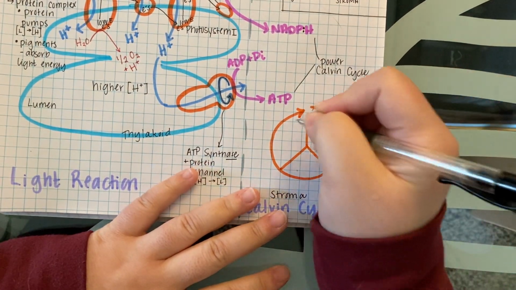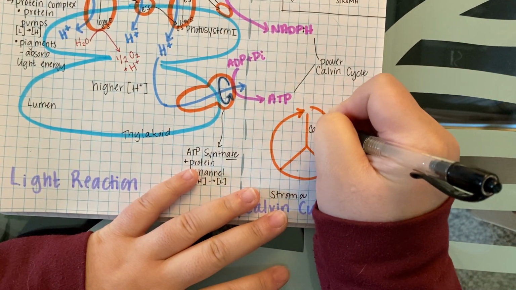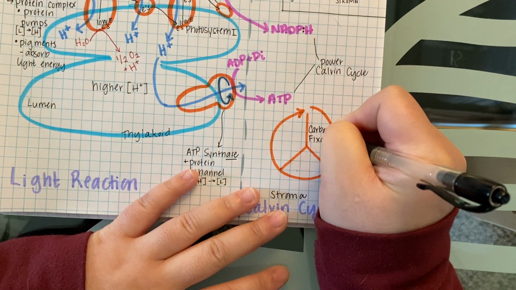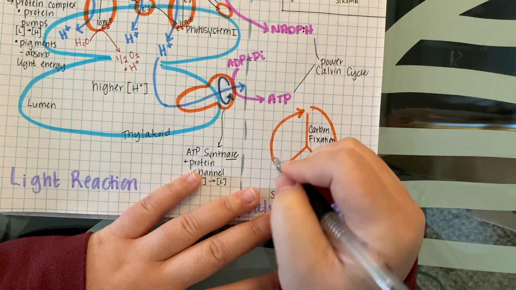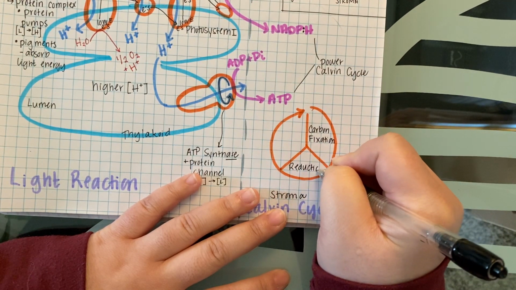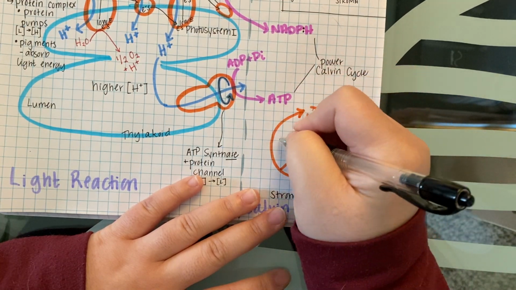The first phase is called carbon fixation. The second phase is called reduction. And the last phase is called regeneration.